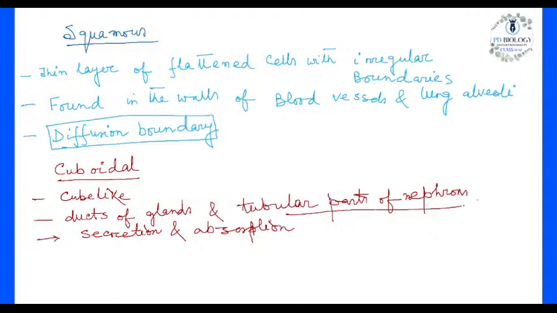In the tubular part of nephron, the epithelium of PCT are made up of cuboidal epithelium. So the epithelium of the PCT of nephron in the kidney, they have microvillar structure also there.